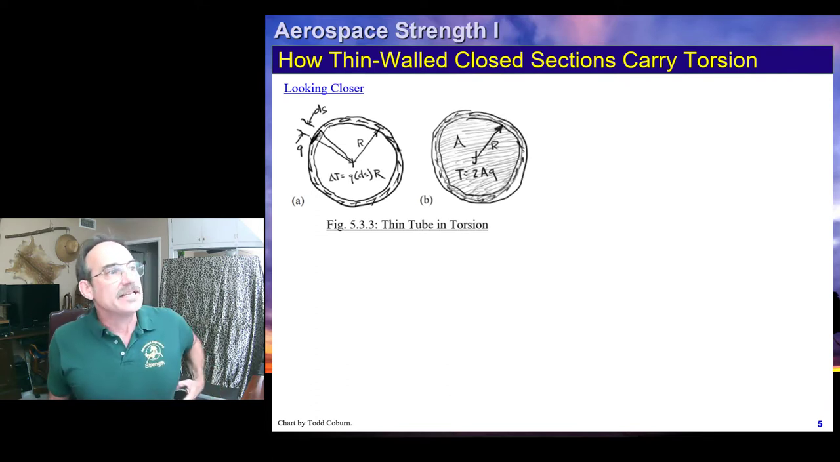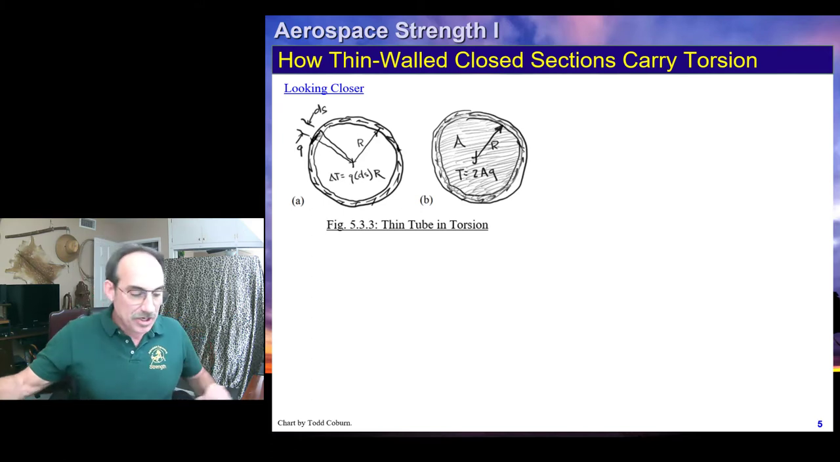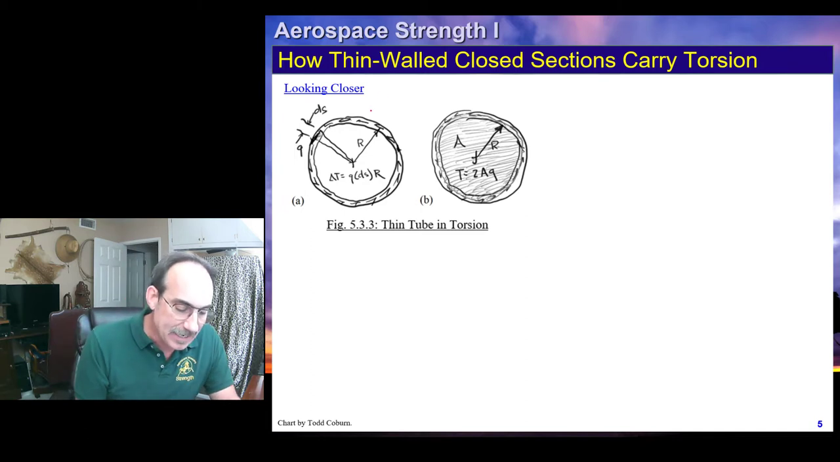So if we take a look at this closer now, we're going to start with a round section. We could have used the other method. We already talked about how we can turn that into a shear flow, as you see here. Now, if we focus on a little element, we see we have a shear flow on that little element, and that shear flow is acting on a little length, ds. You see that? So the force on that little segment is going to be Q times ds.